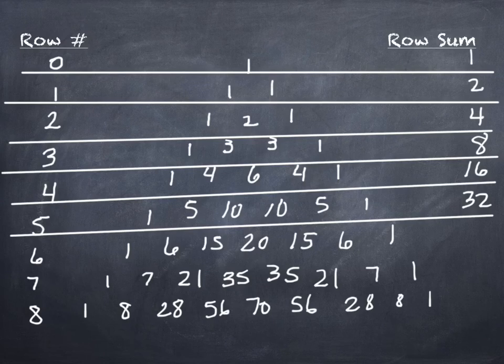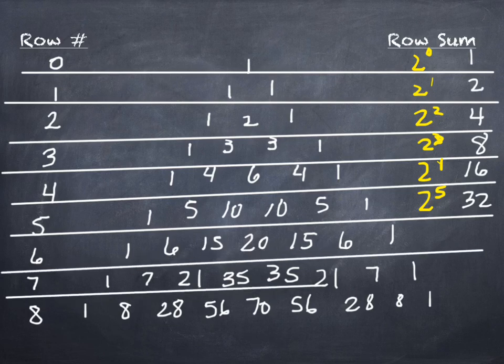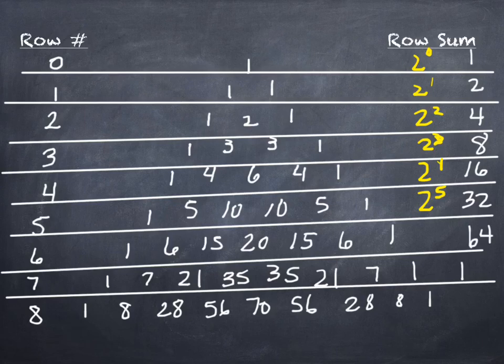This is actually 2 to the 0, and 2 to the 1, and 2 squared, and 2 cubed, 2 to the 4th, all these wonderful sort of exponents going on. And we could continue this down as well. Let's go ahead and finish out the row sums for the rows that we have. What would come after 32? 64, and then 128 and 256, right?